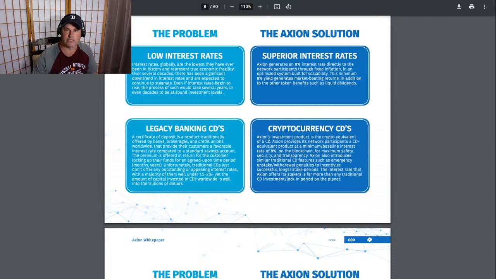successful longer stake periods. So there is a penalty, and it's quite heavy if you do unstake early, because it's really about your commitment. Once you make that stake, you've committed to that period, and if you do pull it out, you get penalized, and those rewards go back to other stakers. So just take that: the interest rate that Axion offers stakers is far more than any traditional CD investment locked-in period on the planet, and that's very true.